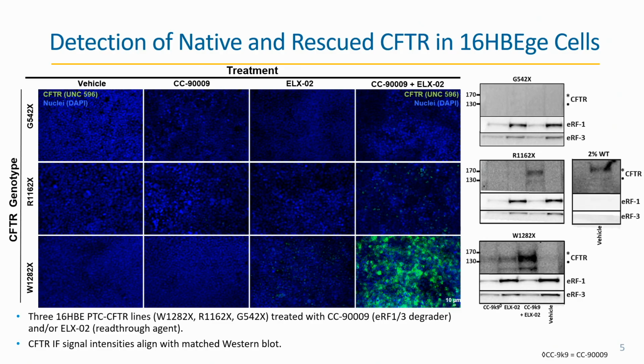This Western was run alongside a 2% wild type control. And ultimately what this large data set showed us was 2 things. That the intensity of the CFTR IF stain that was brought out from our protocol aligns very closely with the Western blot, and thus the amount of protein that's present in that sample. And our protocol can detect down to at least 2% of wild type signal.